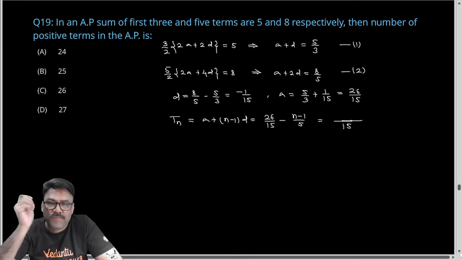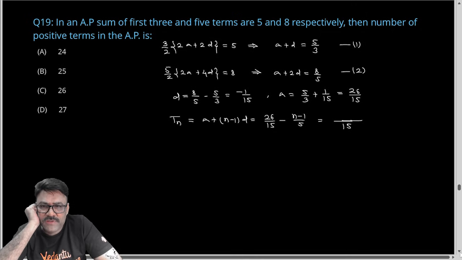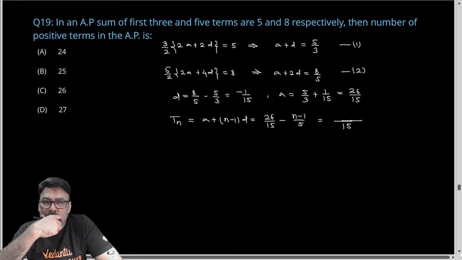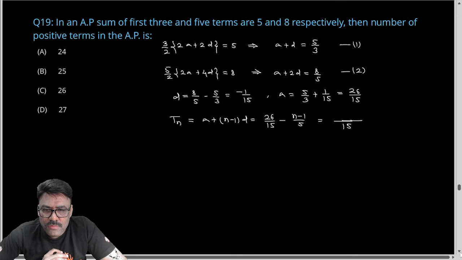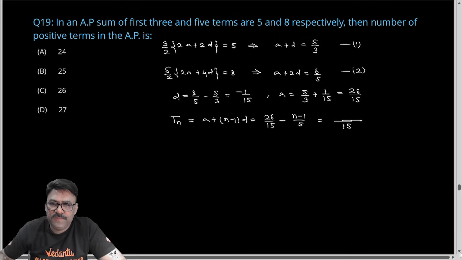Let me check. Subtract: 2D minus D, 8 by 5 minus 5 by 3, LCM 15, 24 minus 25. It is correct. A will be 5 by 3 plus 1 by 15, so 25 plus 1, 26. A plus n minus 1 D, D is minus 1 by 15 and A is 26 by 15. So 26 and then minus 3n plus 3. So it is 29 minus 3n.